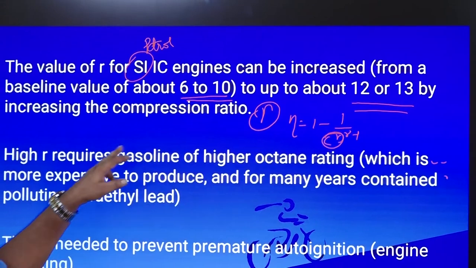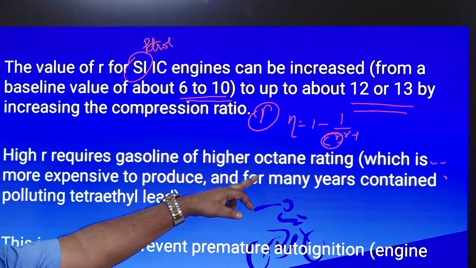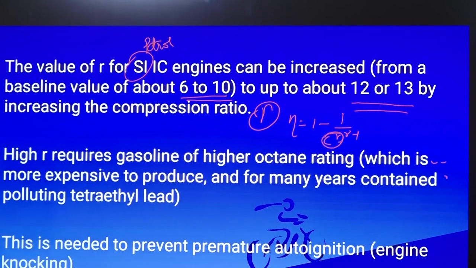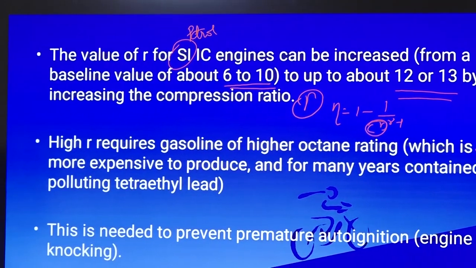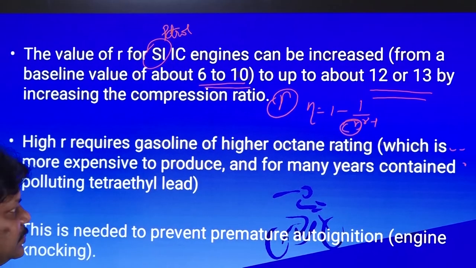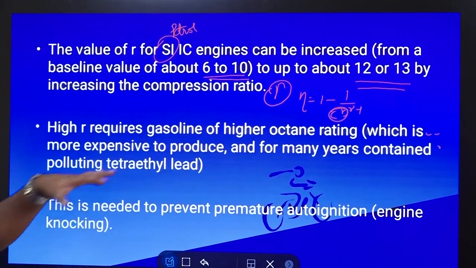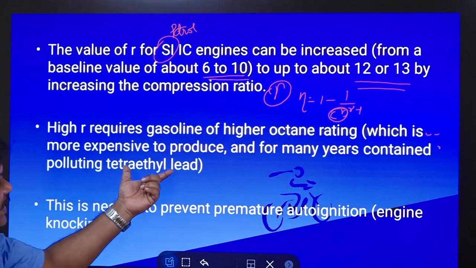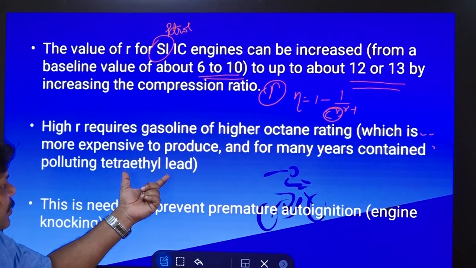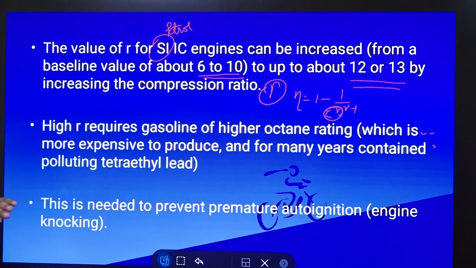If you want to increase the value of R, you have to go for a higher octane rating. So how is a higher octane rating achieved? It is very expensive. Achieving this higher octane rating is expensive, and moreover it pollutes the atmosphere by giving out tetraethyl lead as a pollutant. So you may not be able to go for this higher rating.